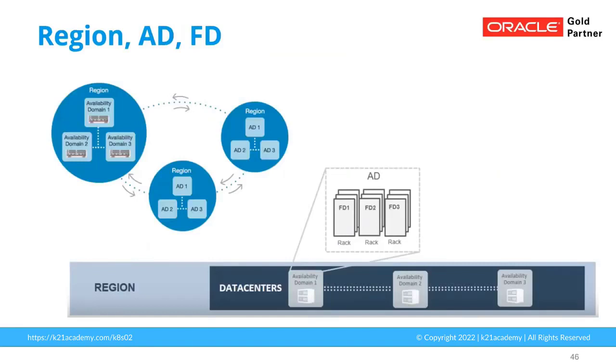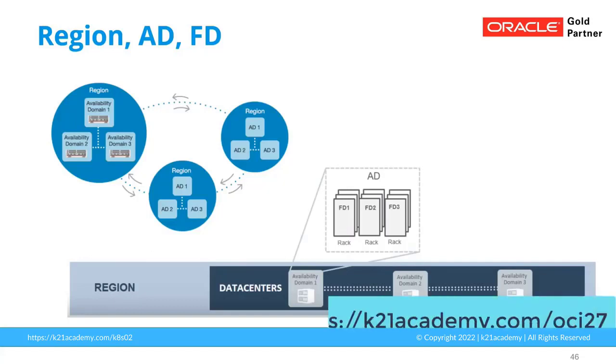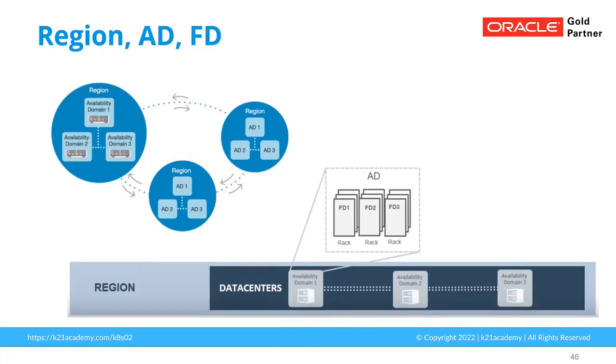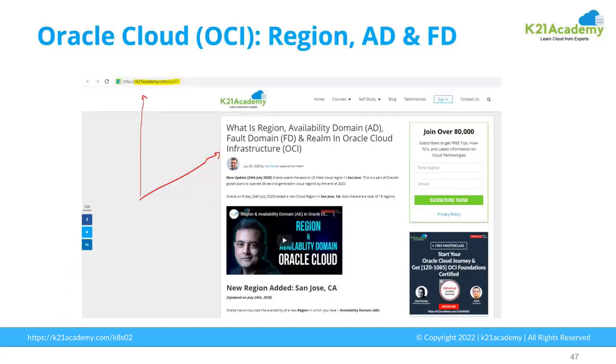If you want to know more about the difference between a region, availability domain, or fault domain, you can check it out at K21Academy.com/OCI27. The region is a geographical location. Inside that, you have up to 3 data centers, usually 1 or 3. And within each data center, which is an availability domain, you have 3 fault domains. More on this in one of the previous episodes.